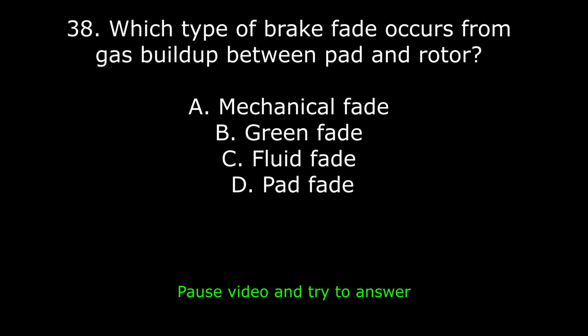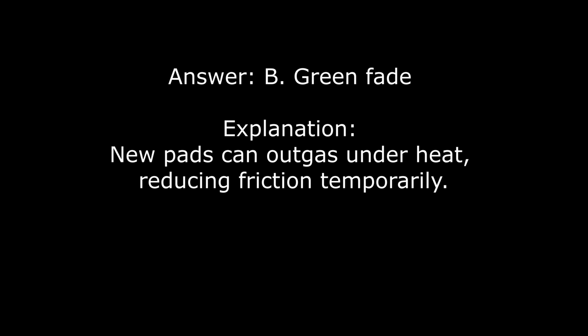38. Which type of brake fade occurs from gas buildup between pad and rotor? A. Mechanical fade. B. Green fade. C. Fluid fade. D. Pad fade. Answer is B. Green fade. Explanation: new pads can outgas under heat, reducing friction temporarily.